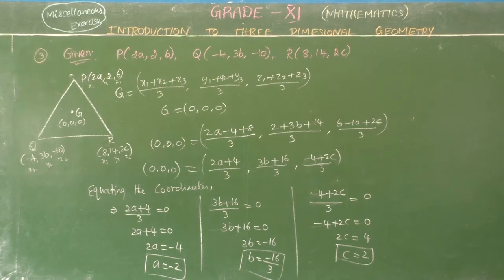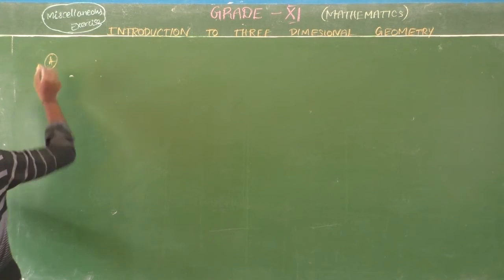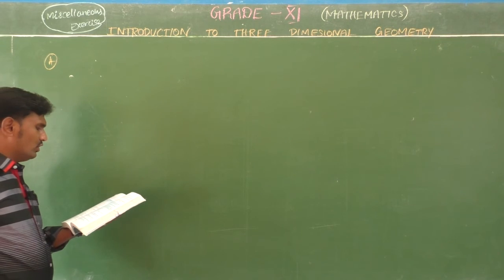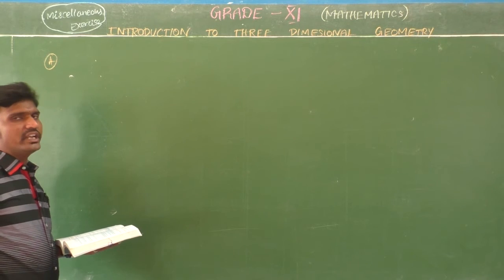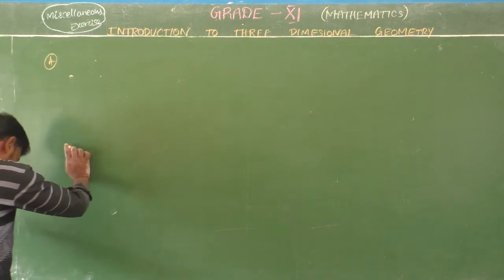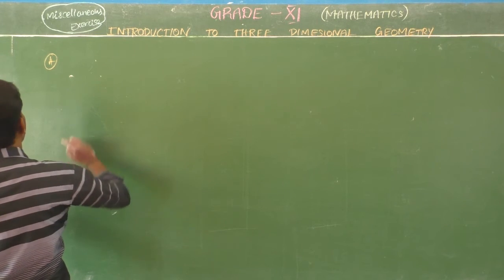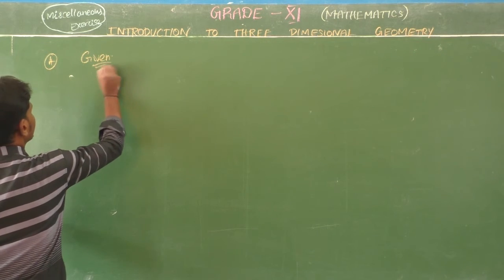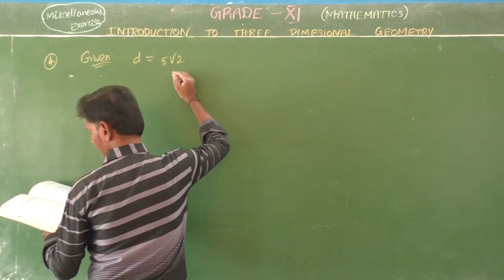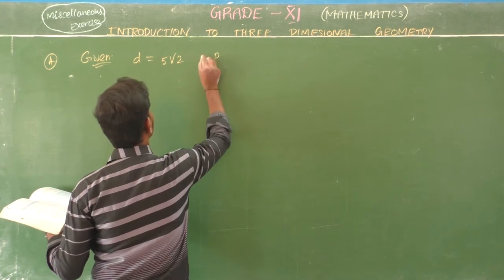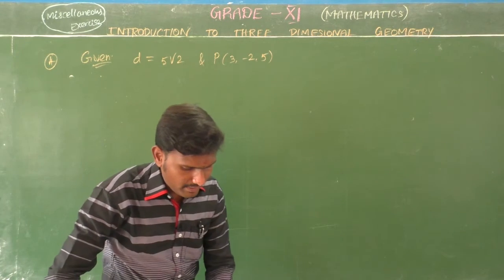The next question is question number 4, and before that, see example 13 also. You have the same pattern as the third question, a centroid question only. So do it in your homework. Now question number 4: find the coordinates of the point P on the y-axis at a distance d equal to 5 root 2 from the point (3, -2, 5).